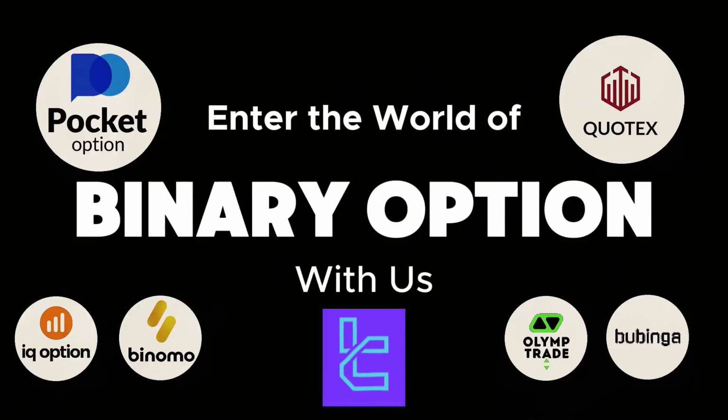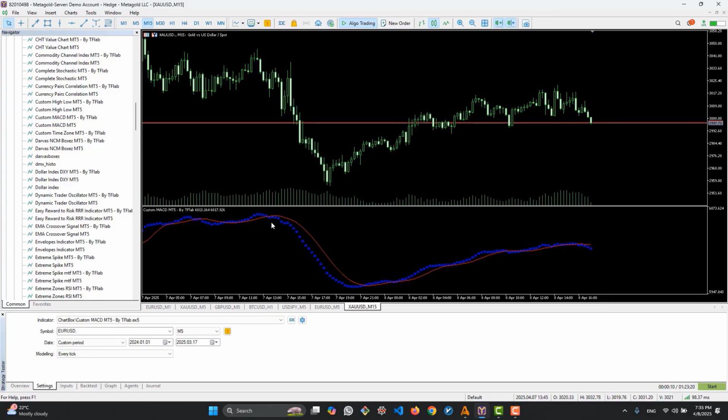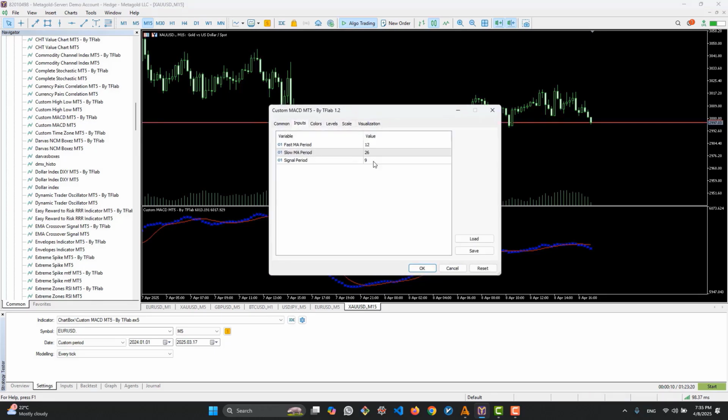Level up your trading. Let's go over the settings of this indicator together. The first option in the settings is the fast moving average period, which is the moving average with a shorter period that we can specify here. The second option is the slow moving average period, which is the moving average with a longer period that we can specify here. And the third option is the signal line period, which we can specify here.